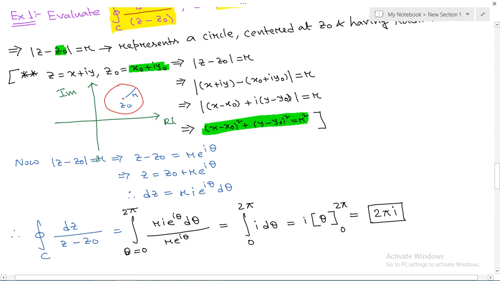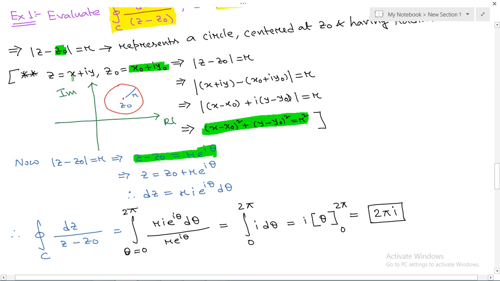So |z - z0| = r. If we just remove the modulus, that will represent any arbitrary point on the circumference of this circle. So that can be given by z - z0 = r e^(iθ). This formula also you have to remember. How it is coming, if you want to know that, we can make another video lecture, and there we will be able to discuss. But it is very simple to understand.